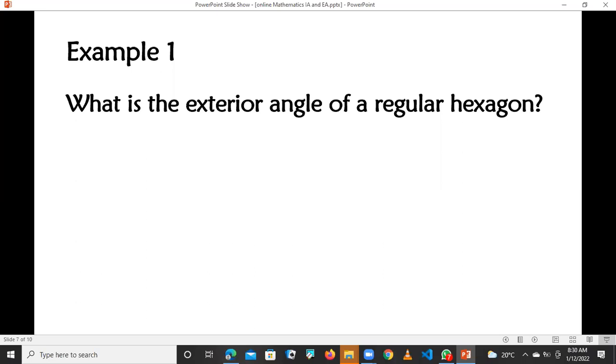Do we know the hexagon? How many sides does a hexagon have? Changa. Six. Yes, Changa. Six. Thank you very much. So it means that we'll be able to answer.